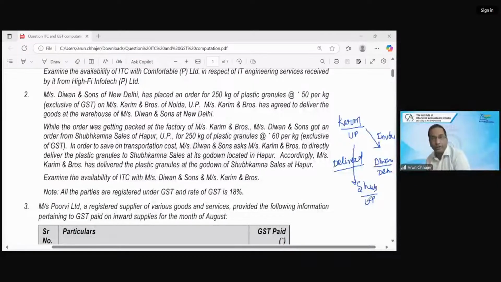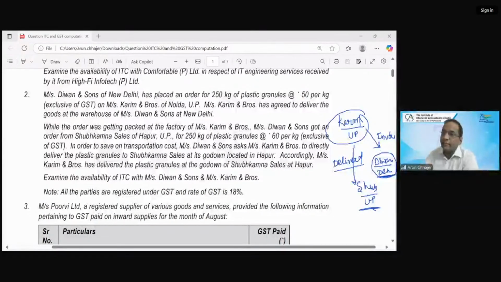The first point, you tell me. I'm asking the place of the supply. When Karim raised the tax invoice to this Diwan, what would be the place of the supply? Will the place of the supply be UP, where the goods are being delivered, or will Delhi be the place of the supply? All are clear? Answer is Delhi.